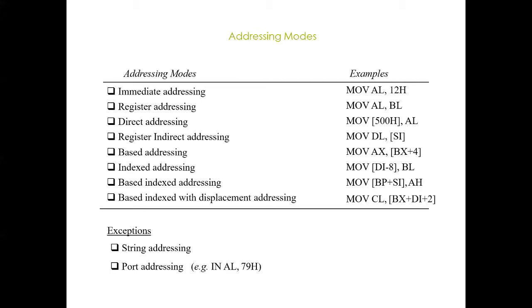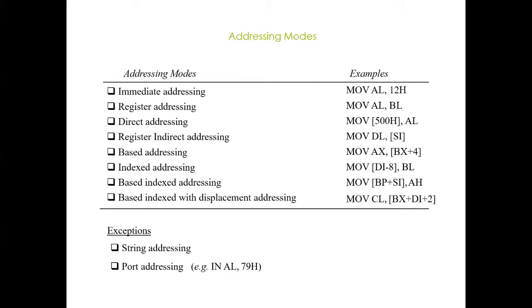Displacement is an 8-bit or 16-bit immediate value given in the instruction. Base is the content of the base register BX or BP. Index is the content of the index register SI or DI. The combinations of these 3 address elements gives 6 memory addressing modes as given.